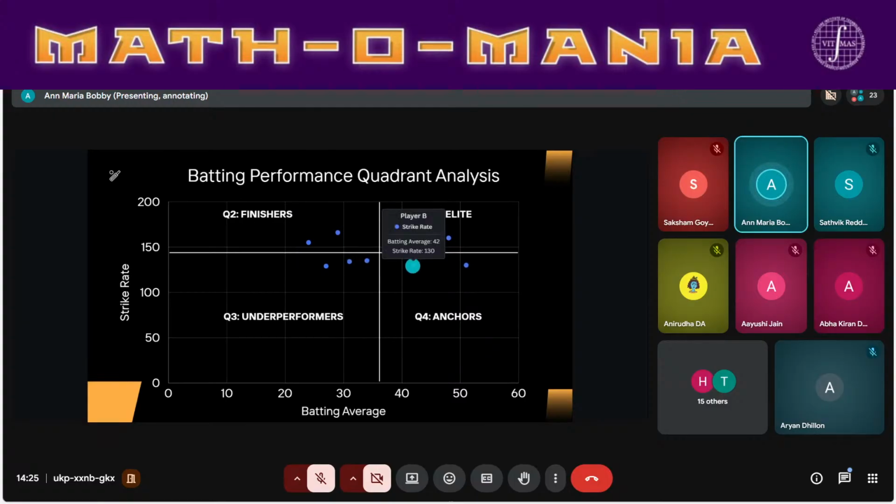Next comes the anchors, who are in quadrant 4, having a high batting average but a low strike rate. Anchors are the players who have a high batting average, so they'll be more dependable players. Player B has a batting average of 42 and strike rate of 130, and player E has a batting average of 51 with strike rate 130. So this is basically the quadrant analysis where we can see all the different players distributed in different quadrants based on their batting average and strike rate.